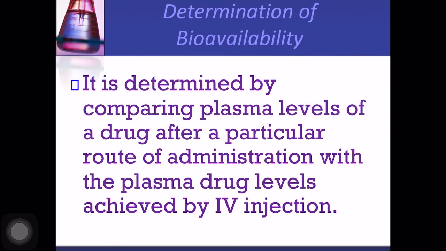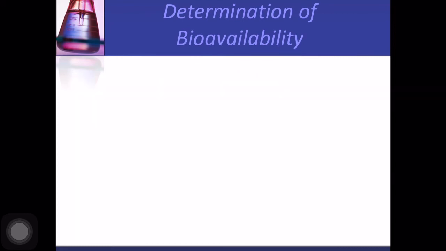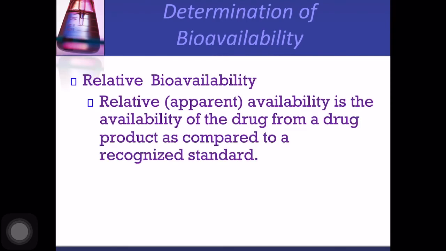How do you assess it? You compare the plasma levels of your drug after a particular route of administration with the plasma drug levels achieved by IV injection. In bioavailability class, you have two types. You have the relative bioavailability and the absolute bioavailability. So how will you differentiate the two? When you say apparent or relative bioavailability, it means the availability of the drug is measured comparing it to the recognized standard.